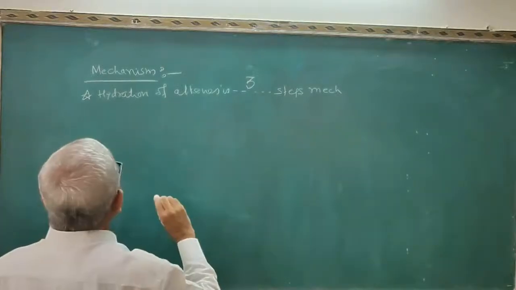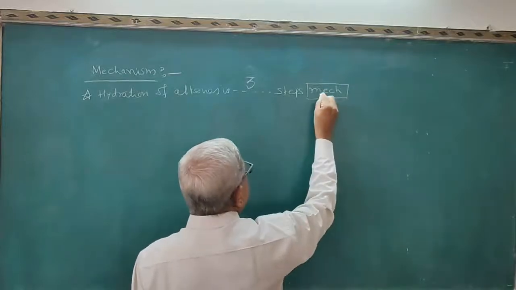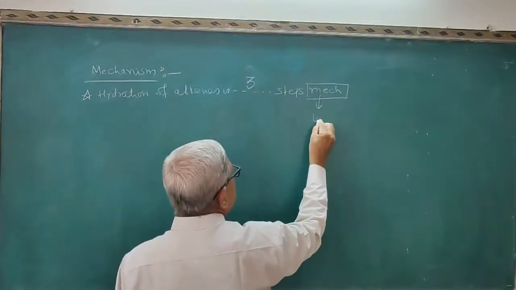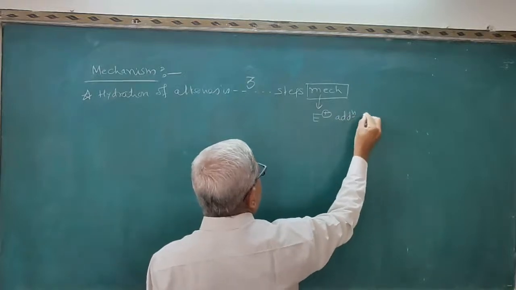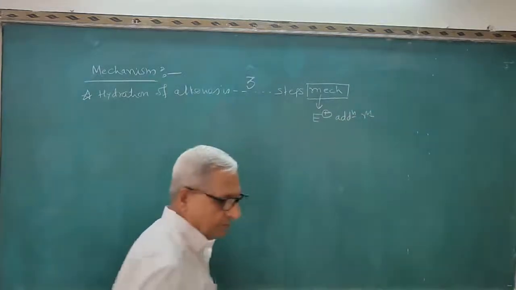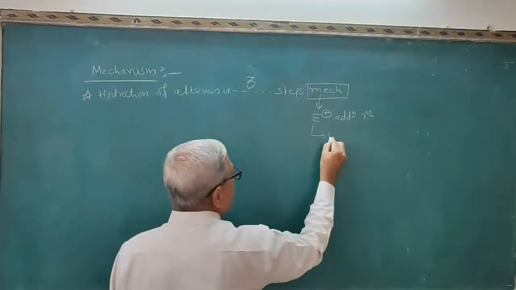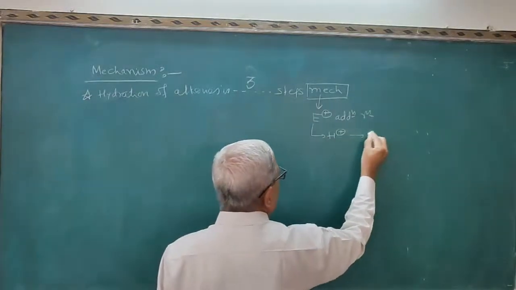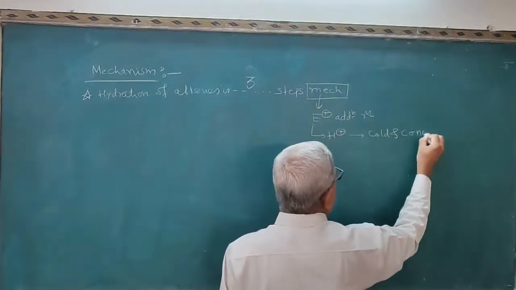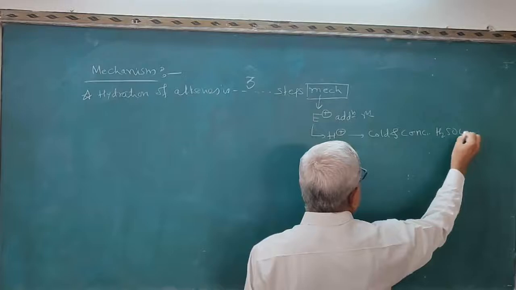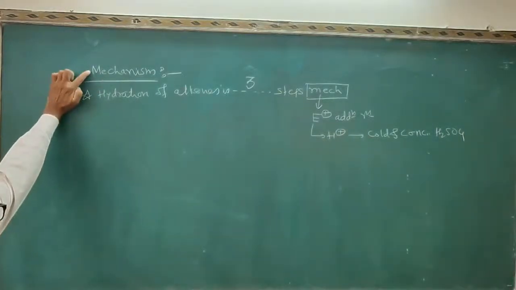Second question on the mechanism: what is the type of mechanism? It is an electrophilic addition reaction mechanism. Electrophilic addition. The electrophile is H plus. It is derived from cold and concentrated H2SO4. So these are the questions on the mechanism.